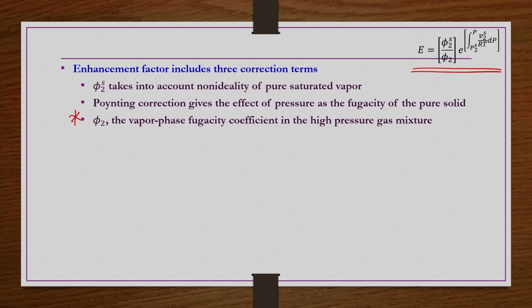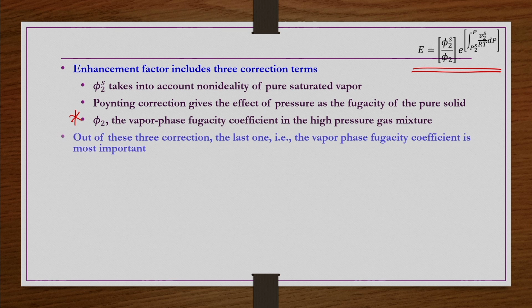Phe2. So one has to be careful in calculating Phe2, because if you make an error in calculating Phe2, then obviously that is going to influence the composition of the solid in the compressed gas phase. Any such errors may lead to dangerous errors, both operational as well as in the design of these phase equilibrium contacting equipment, because these systems are at high pressures. So, out of these 3 corrections, the last one, the vapor phase fugacity coefficient, is most important.